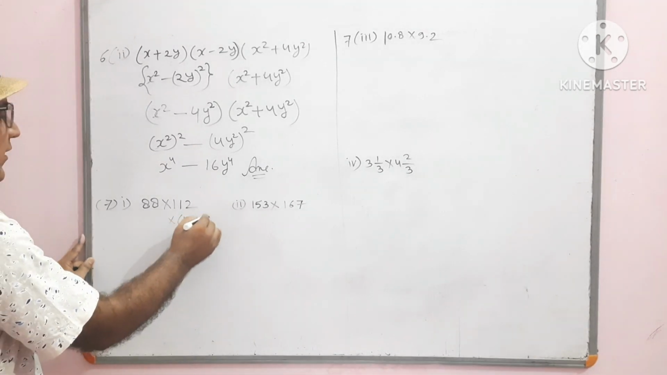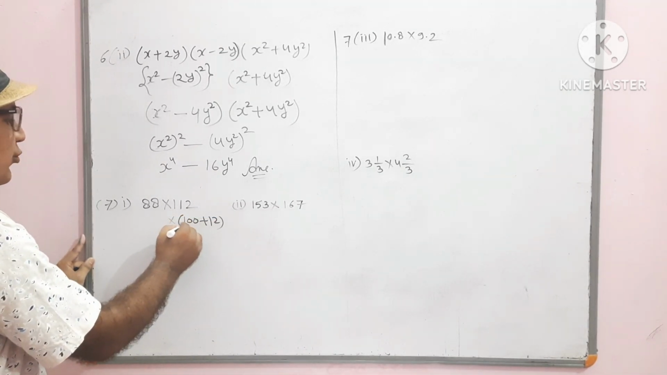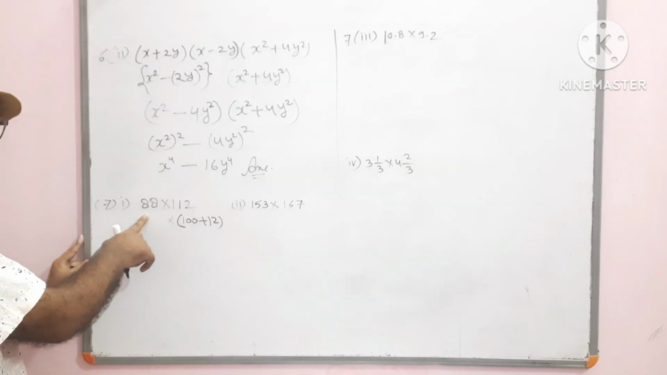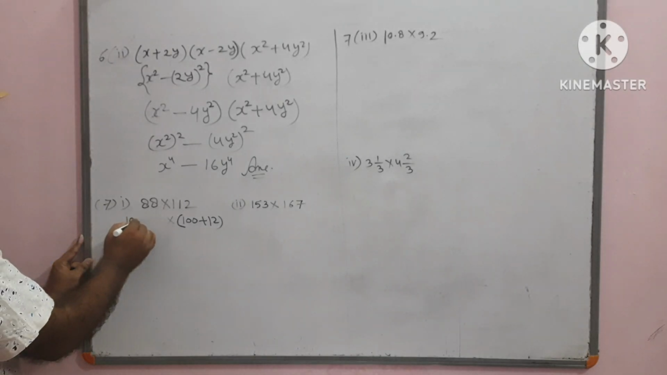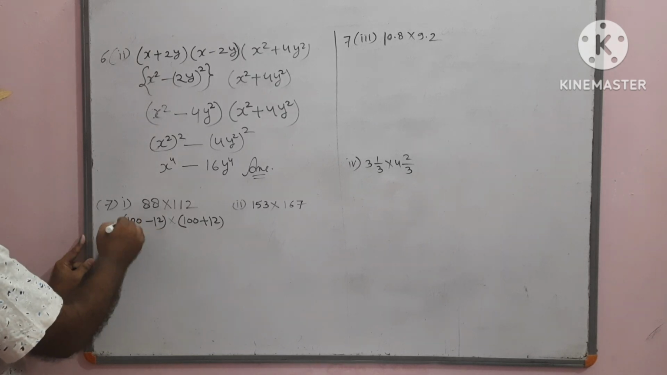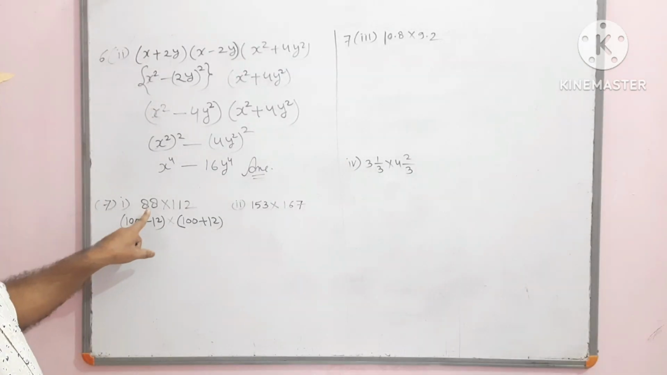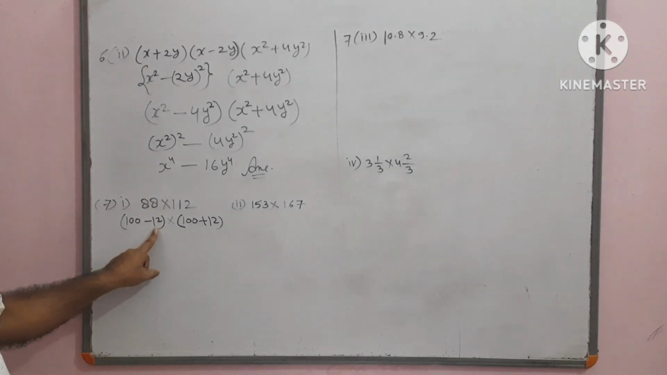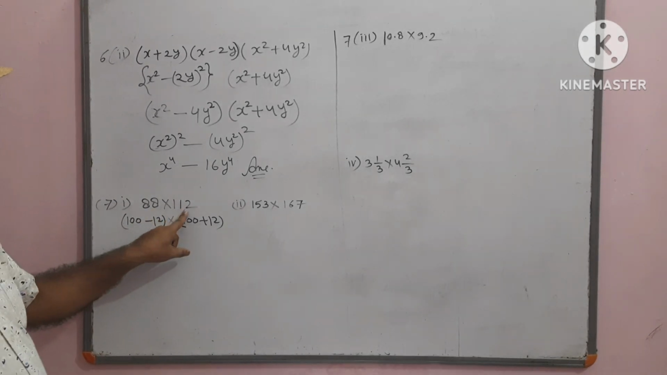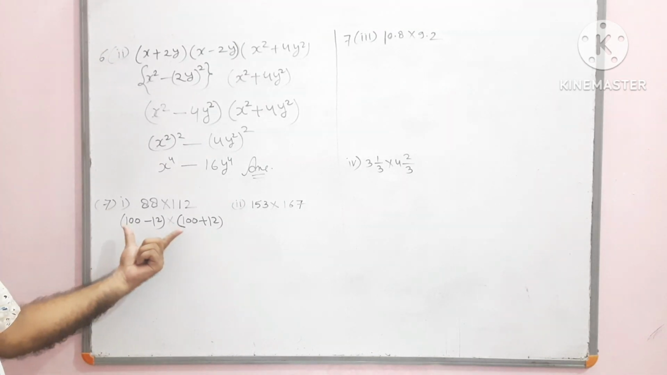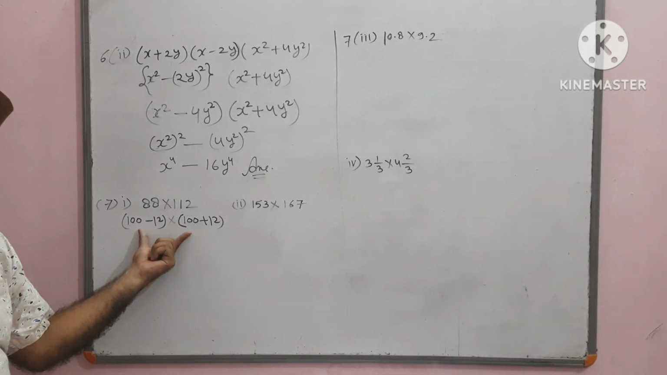112 is looking like 100 plus 12. Is 88 100 minus 12? Just check it. Yes, 100 minus 12 is 88. That means at the place of 88 we can write 100 minus 12, and at the place of 112 we can write 100 plus 12. Then our identity has become ready.